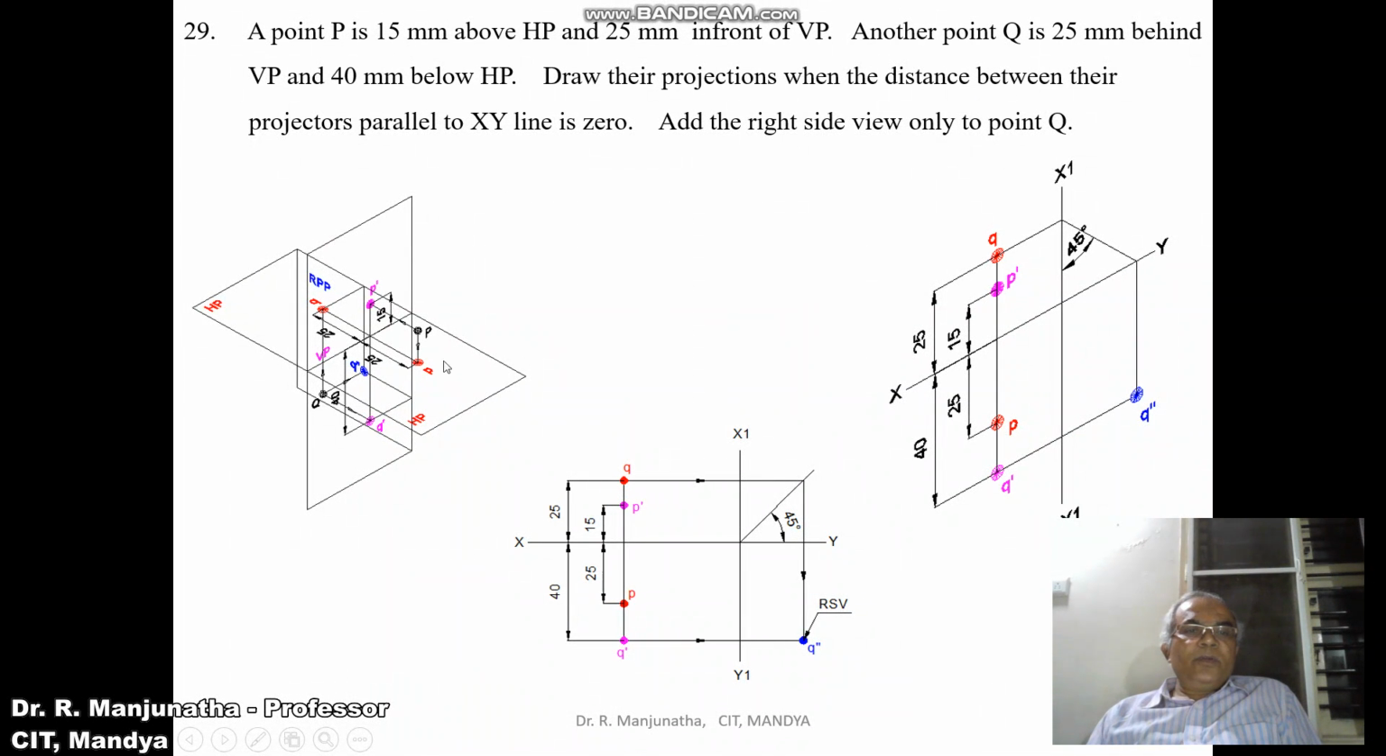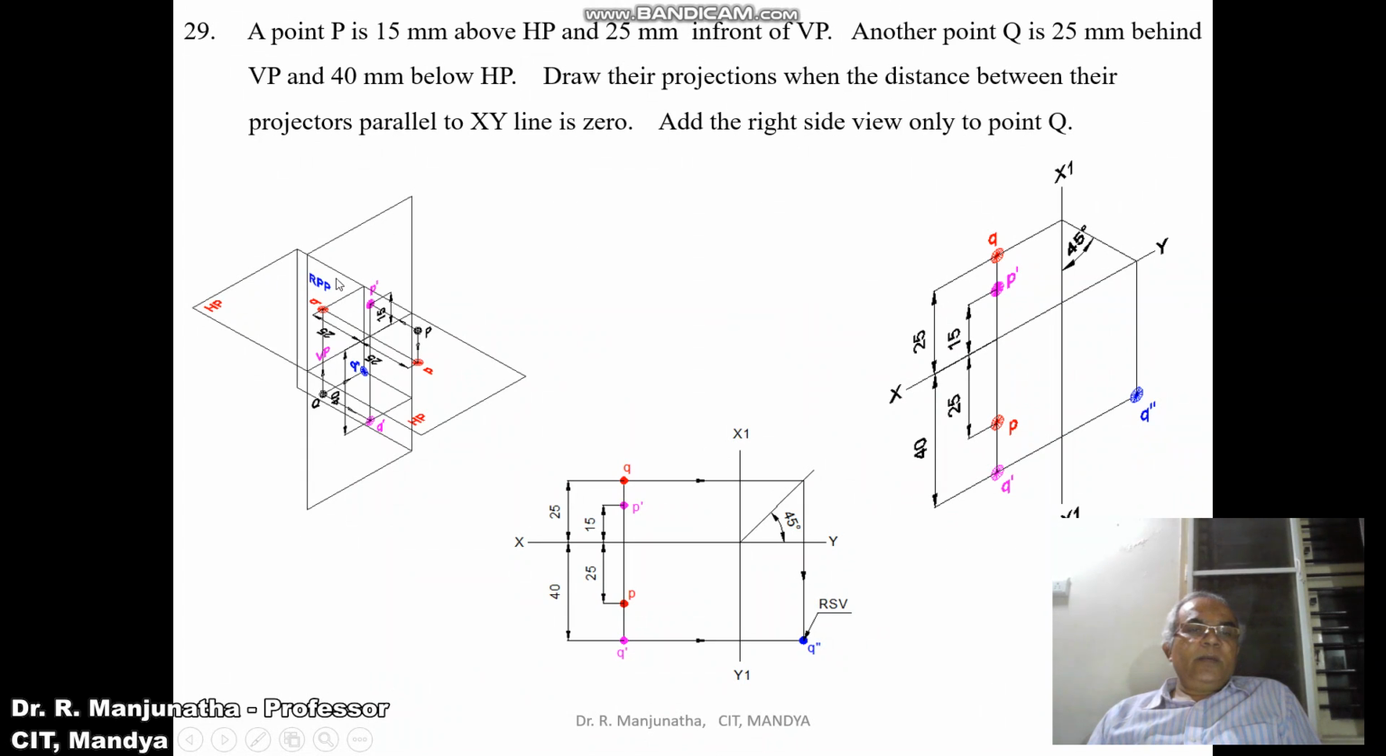So now, when you want to add the right side view to the point Q, this is the right side view because you have the behind VP. So here it becomes behind right PP. When you look from the right side view, we can see the distance below HP and also the distance behind VP. So this distance will become below HP and this distance will become behind VP. That means this distance will be 25 and this distance will be 40.